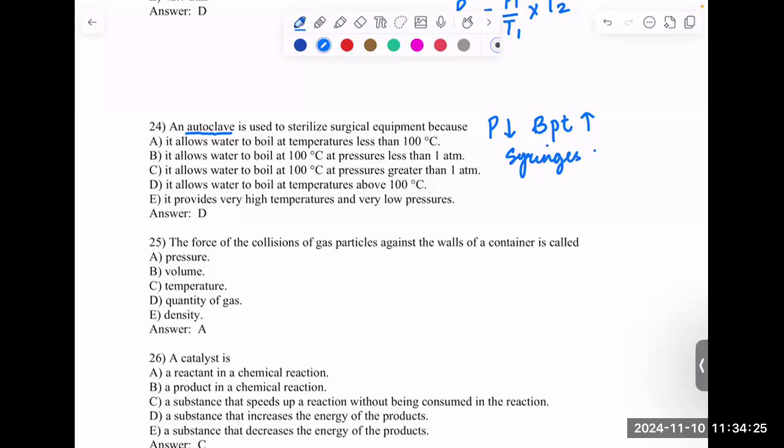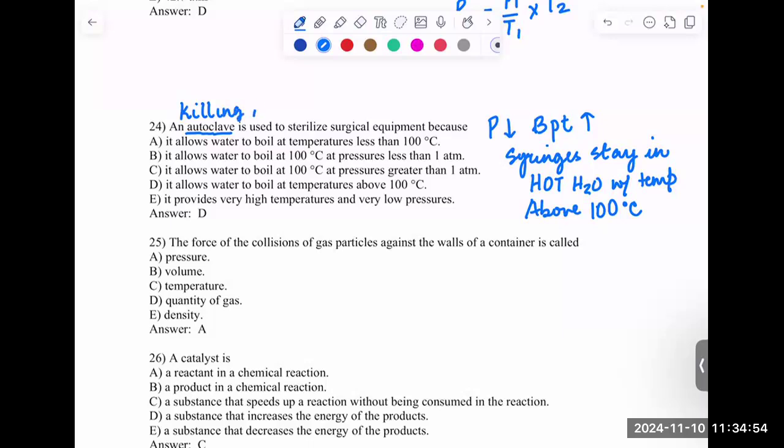So the syringes can stay in extremely hot water with temperature above 100 degrees Celsius. And the water will not boil, right? So this remains in the hot water. We want to kill the bacteria. Sterilizing means killing bacteria or viruses, all those things.